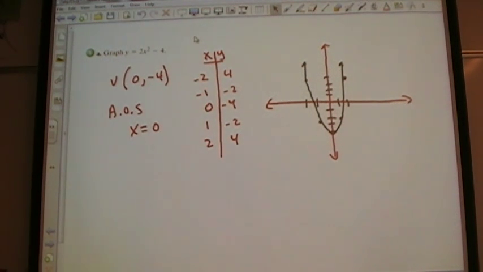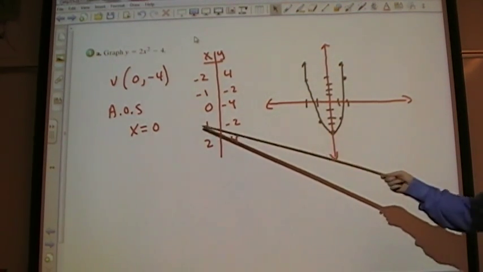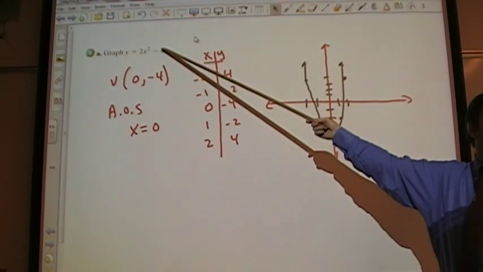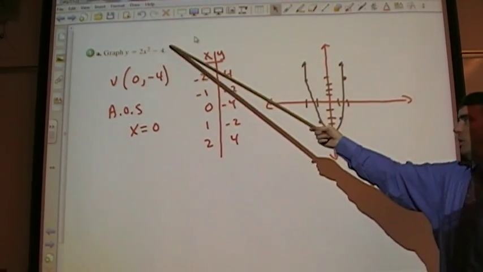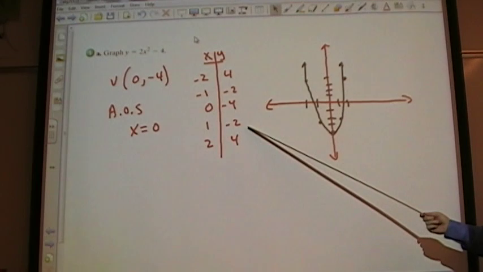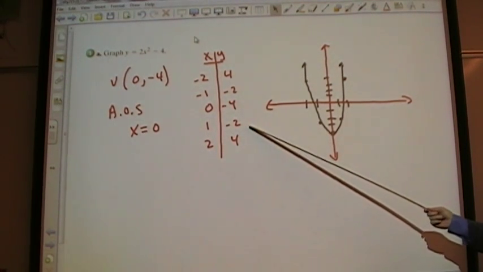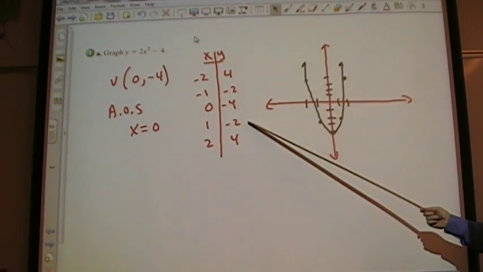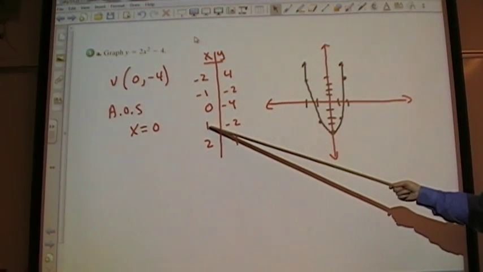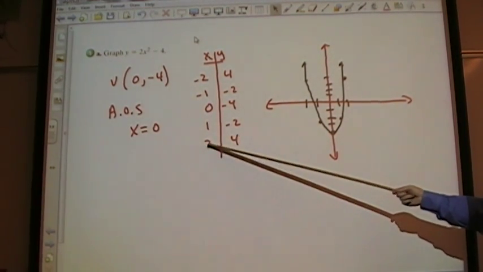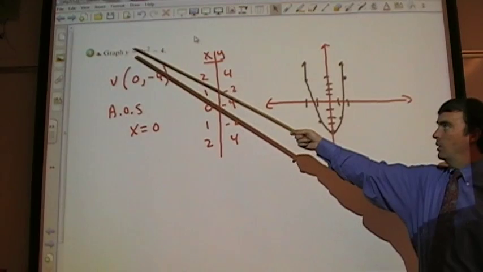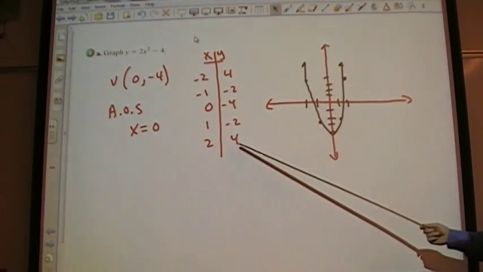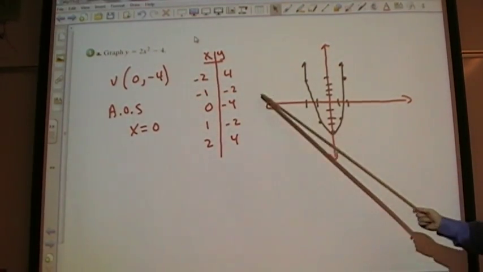Does everybody understand how I got the Y values there? If you plug 1 in for X, what's 1 squared? 1 times 2 is 2, minus 4 is negative 2. So Y has to be negative 2 in both of these cases. When you plug in 2, 2 squared is 4, times 2 is 8, minus 4 is 4. So Y has to be 4 in both of these cases.